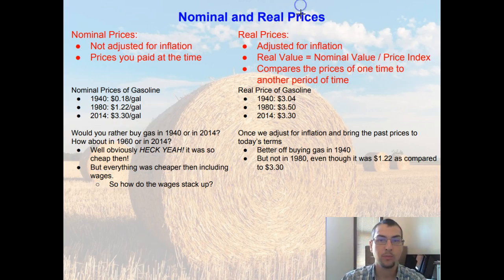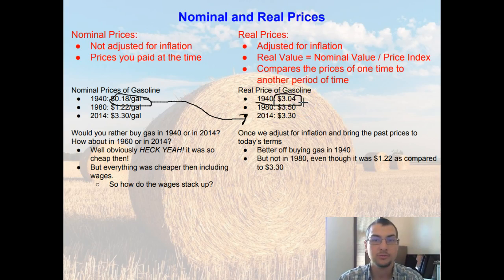So how do the real prices stack up? Well, if we look at the nominal price that has been adjusted for inflation, we actually see the real price of gasoline in the 1940s. If we were to bring the 18 cents that you would have paid in the 1940s into today's terms, the 2014 prices, and compare them apples to apples, you would actually be paying $3.04 for that same gallon of gas back then, if we brought it back to today's terms. So we're bringing all this back to the year 2014 as our base year.